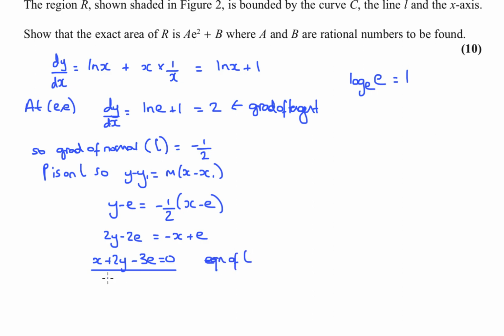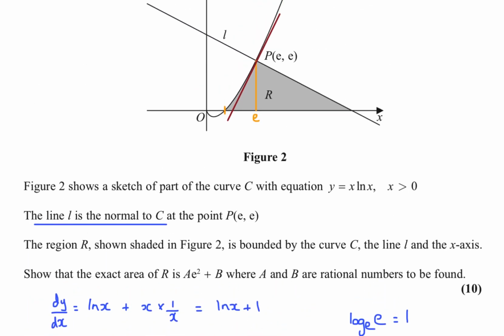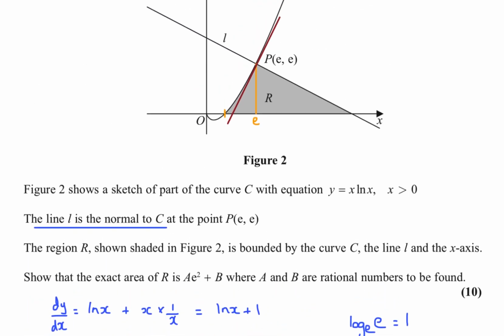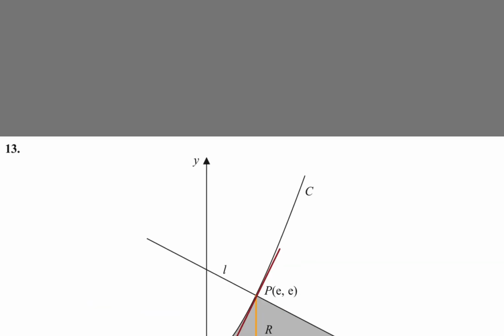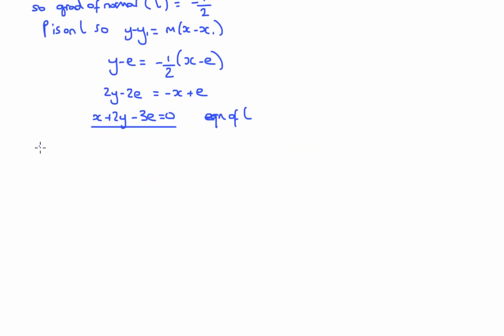And it's nice if you underline it, if you show it off, then it helps the examiner find it, especially on these big mark questions. So why is that useful? That's going to allow us to work out this point here. At that point, the y coordinate of line L is equal to 0. So let's label that point, say, A. And now let's tell the examiner that we're going to find A.